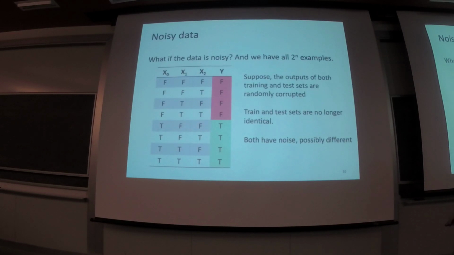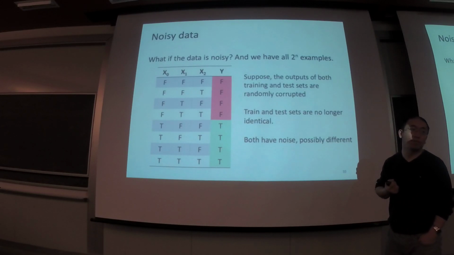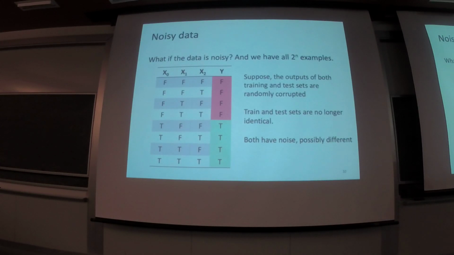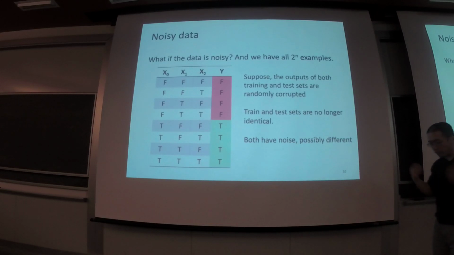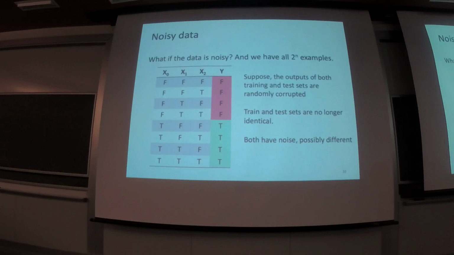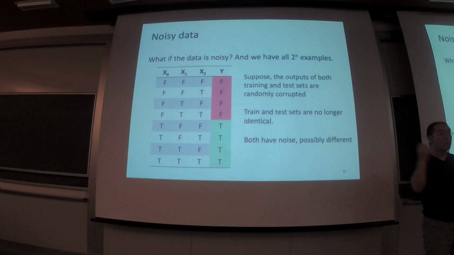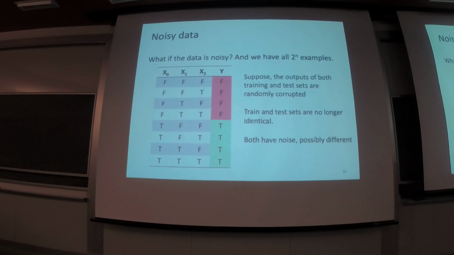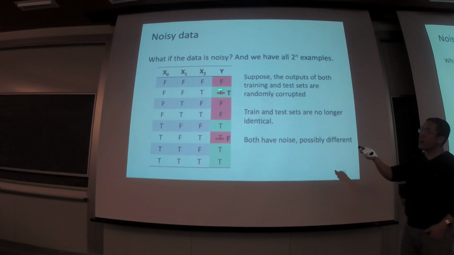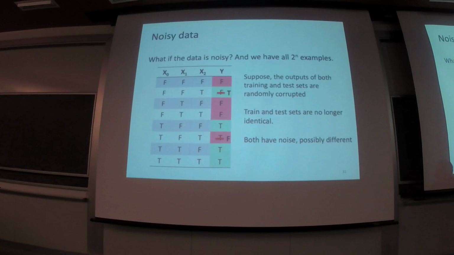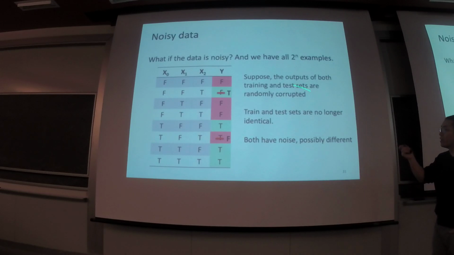But now, things change when we have noisy data. And noisy data is actually what we need in practice. So now let us assume a very simple noisy case. Suppose we still have these 2 to the n examples in the entire instance space. But now, the training and test examples both have their labels randomly corrupted. See, in the training set, these 2 labels are originally f and t, and now due to the random noise corruption, they are flipped. And similarly, the outputs for the test examples are randomly corrupted as well.